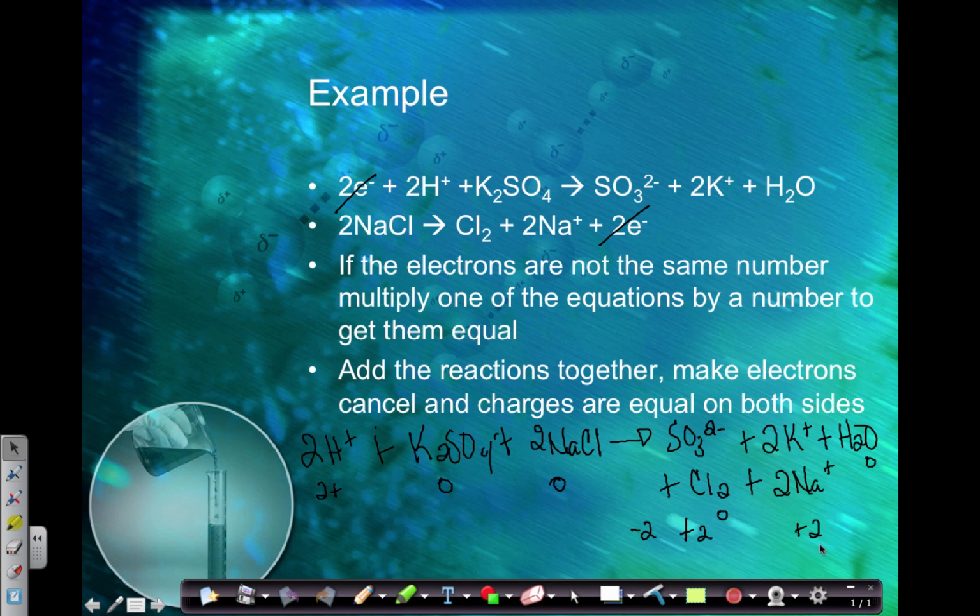You have to go back and double check this because it's very easy to miss something when you do this. So make sure that you're checking and you're doing it slowly, and at the end, make sure your charges are equal. If they do, you've done it correctly.